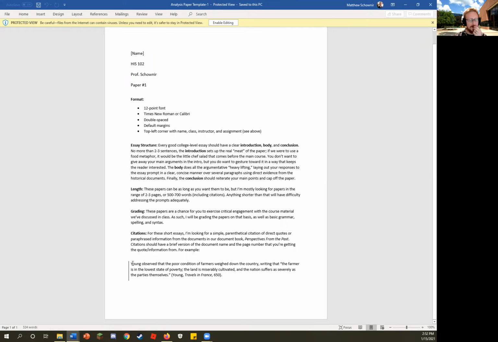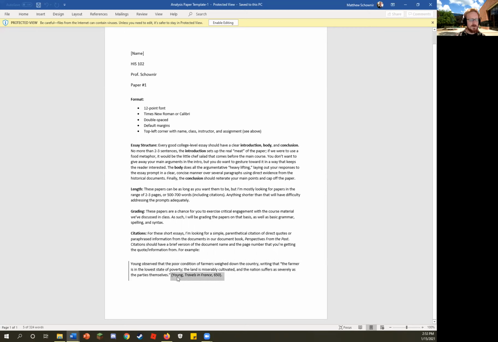Someone is using in their paper a Perspectives from the Past document called Young. His last name is Young, and he's talking about the French Revolution. So it says, Young observed the poor condition of farmers way down in the country, writing that, quote, the farmer is in the lowest state of poverty. The land is miserably cultivated, and so on. And then he ends his quote. And in parentheses, this is the citation.